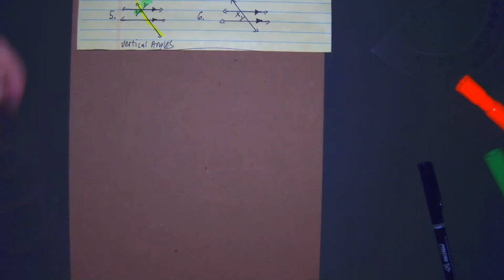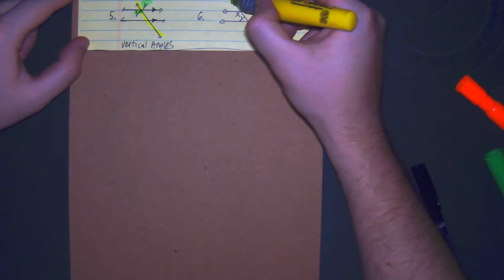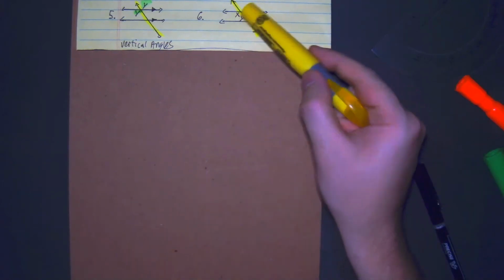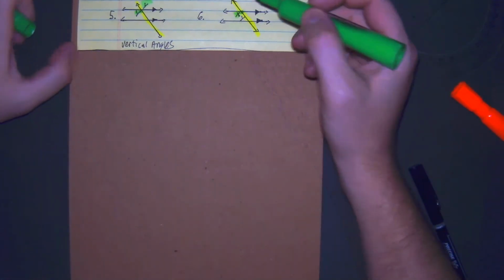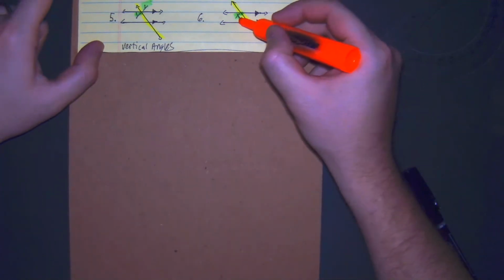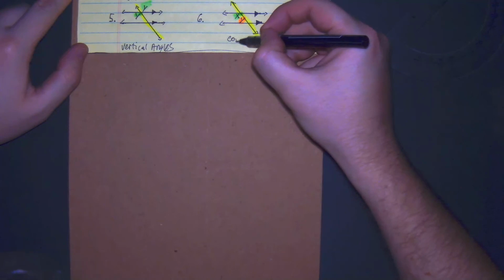Last but not least, number 6. Number 6, we have a transversal. We have 2 parallel lines again, and the 2 angles are on the same side as the transversal and inside of the parallel lines. These are not equal. However, due to the parallel lines, they're supplementary to each other, which means that they add up to 180. Therefore, our last one for number 6 is consecutive interior.